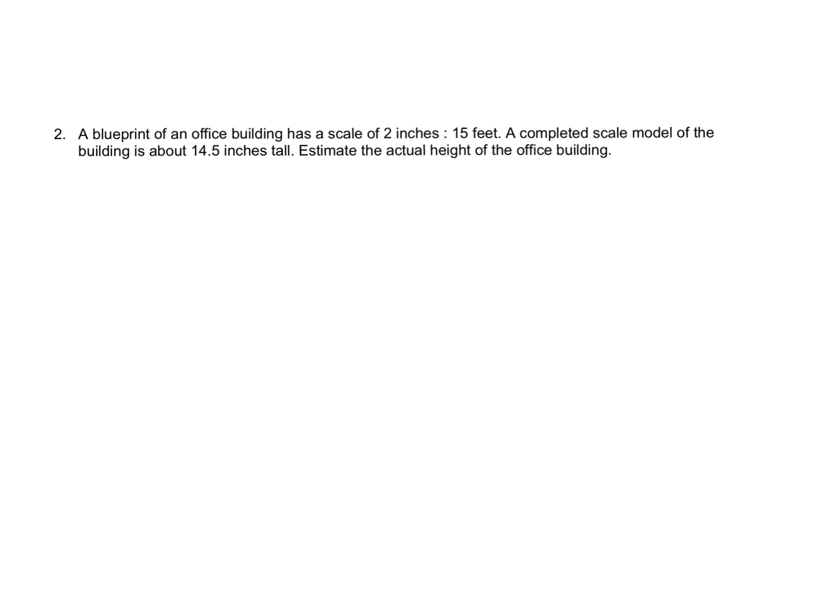All right, number 2, a blueprint of an office building has a scale of 2 inches for every 15 feet. The completed scale model of the building is about 14.5 inches tall. Estimate the actual height of the building. Now, one of the things about scale drawings, it's always the scale to the actual, or the drawing to the actual.